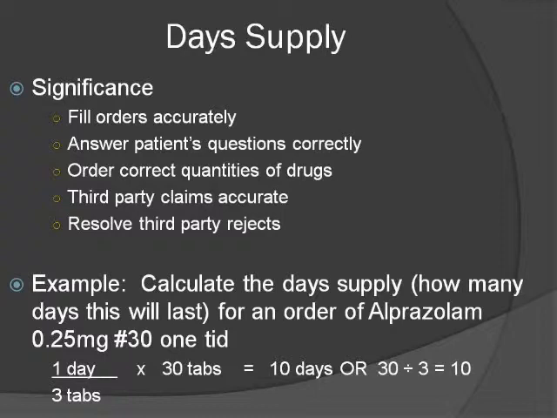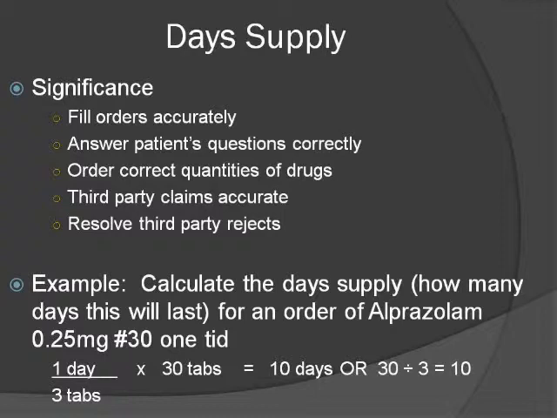So let's take a look at an example. We are to calculate the day's supply. So how many days will this last? For an order of alprazolam, 0.25 milligrams, number 30, 1 TID.